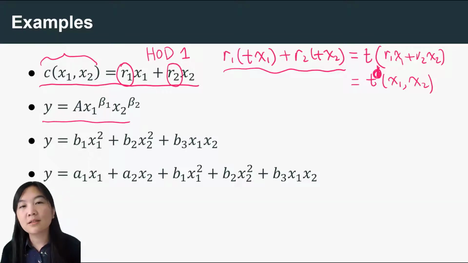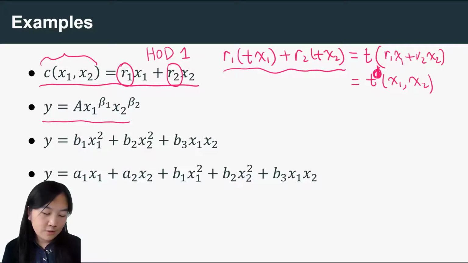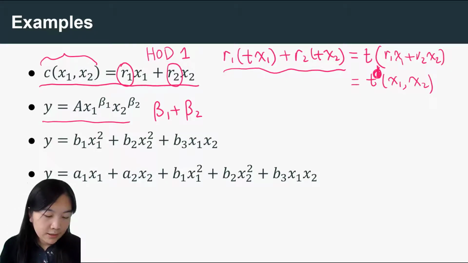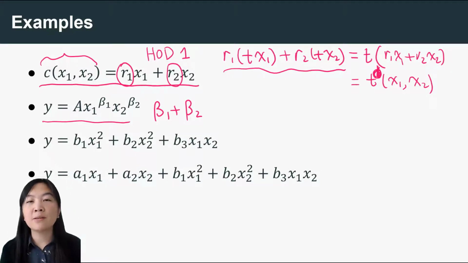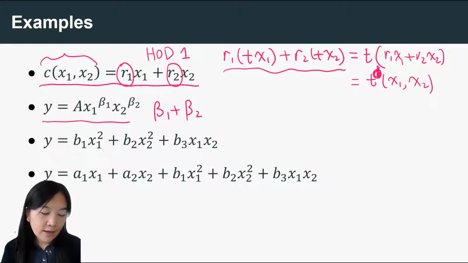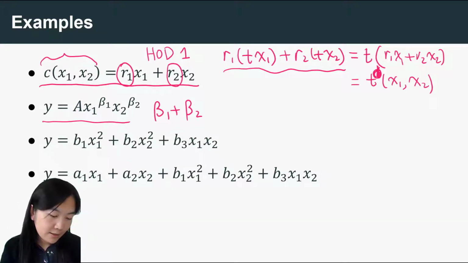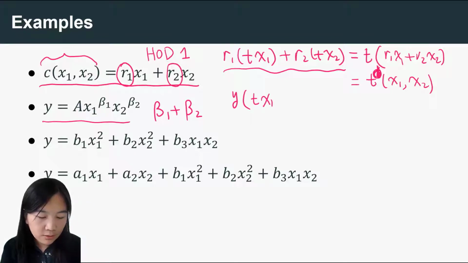And this function is actually the Cobb-Douglas function that I'm going to introduce to you in more detail later on. However, here the function is homogeneous of degree beta 1 plus beta 2. Let me do this one more time, deriving the degree of homogeneity. Then for the next two, I will leave that to you for practice.